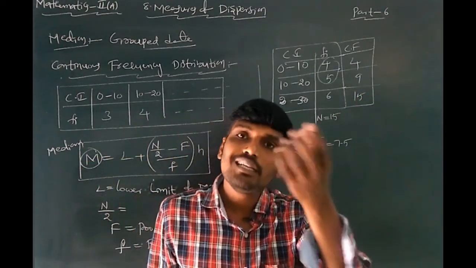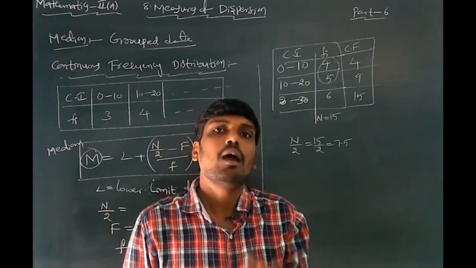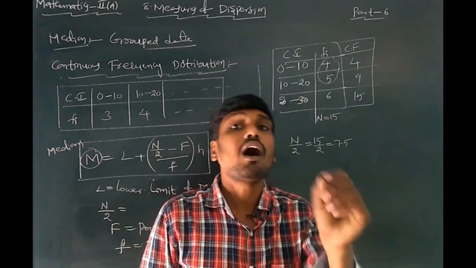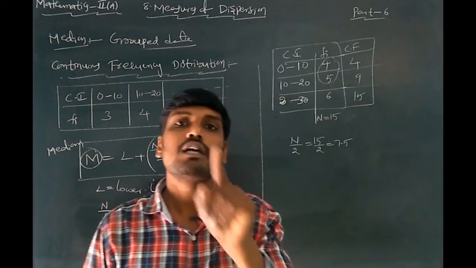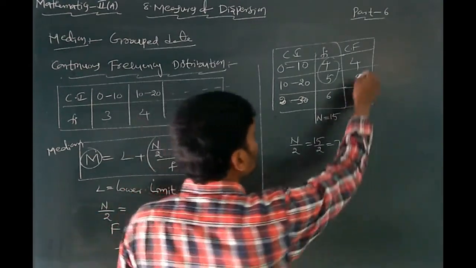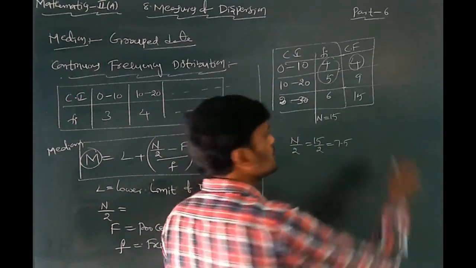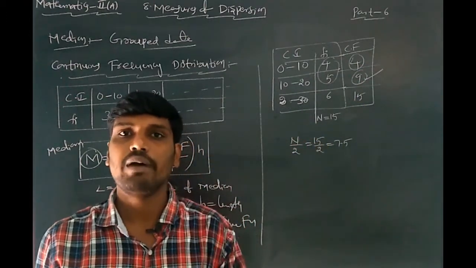Already explained in discrete: for this cumulative frequency, the first value more than 7.5, or an equal value, is also eligible. Equal value or the first greatest value more than that. That is 7.5 here. Here 4 is less. Next, 9 is the first greatest value more than 7.5.